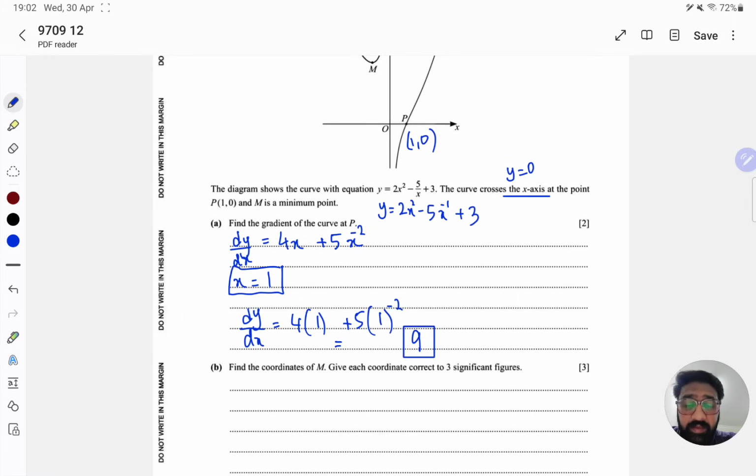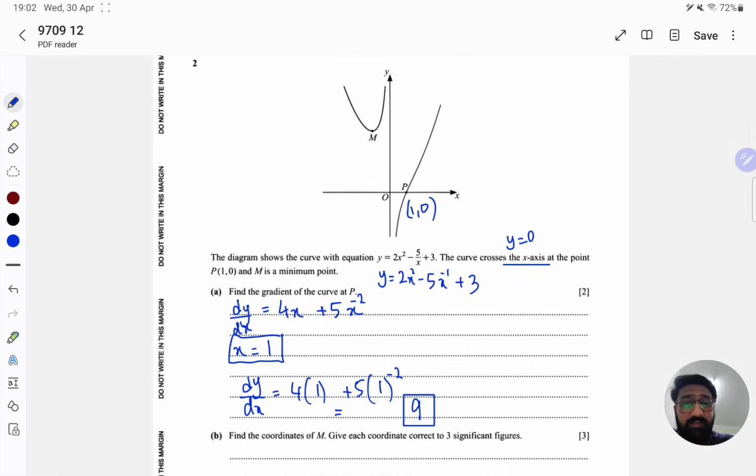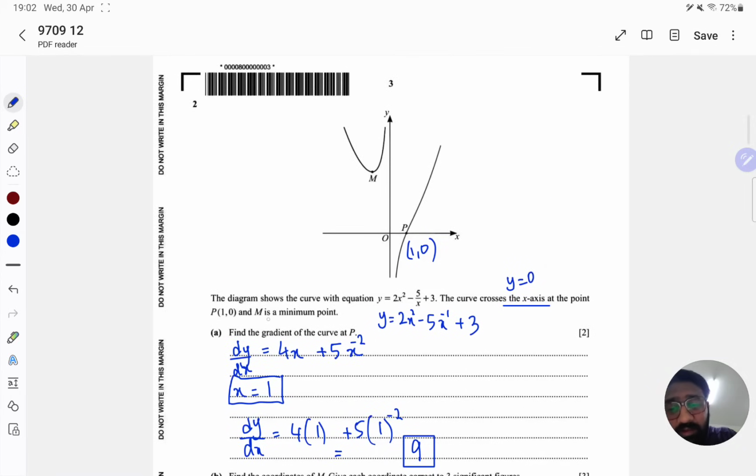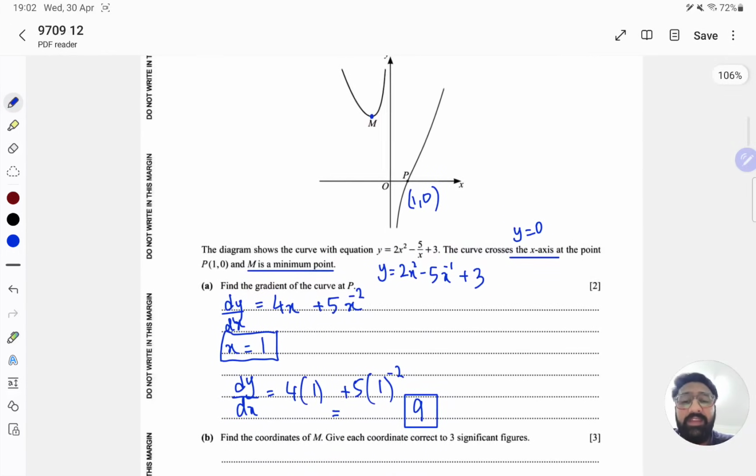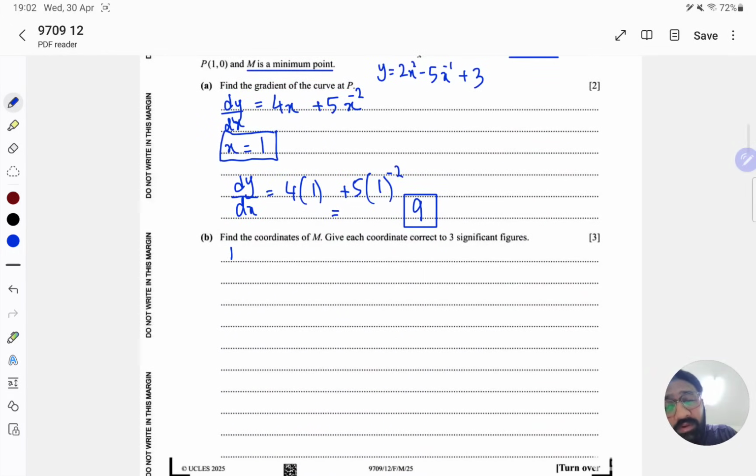Find the coordinates of M. Give each coordinate correct to three significant figures. So we can see, and it's also mentioned in the question, that M is basically the minimum point. So we know that the minimum point, or the turning point or the stationary point, all have the gradient as 0. So dy by dx will be equal to 0.